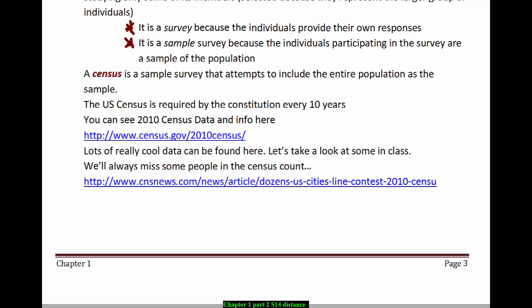Again, if I was weighing people, it would be an observational study. If I asked people how much they weighed and they told me they provided their own data, then it's a survey. A census is a special type of sample survey where we try to get the whole population as our sample.